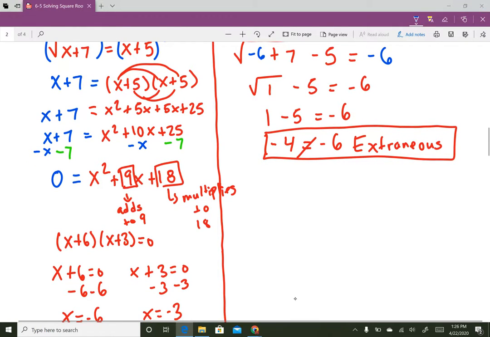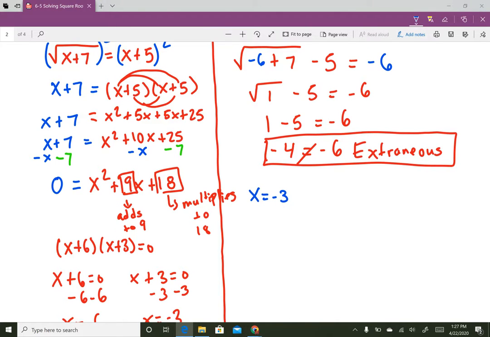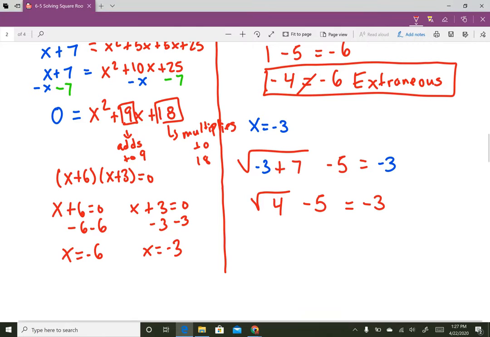Now let's try x equals negative 3. Let's see if that one's extraneous. I'm going to put a negative 3 wherever I see an x. So I've got the square root, and now I'm just going to plug in my negative 3. Negative 3 goes here, and negative 3 goes on the other side of the equal sign. Let's see what we got. Negative 3 plus 7 is the square root of 4, minus 5 equals negative 3. The square root of 4 is 2, minus 5 equals negative 3. 2 minus 5 is negative 3, which does equal negative 3.